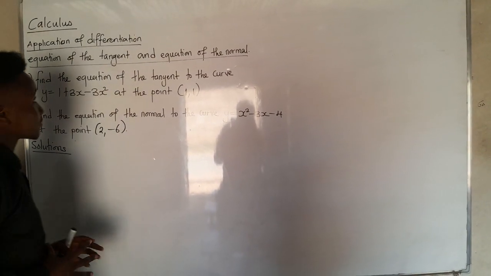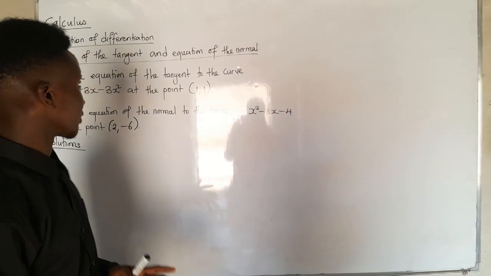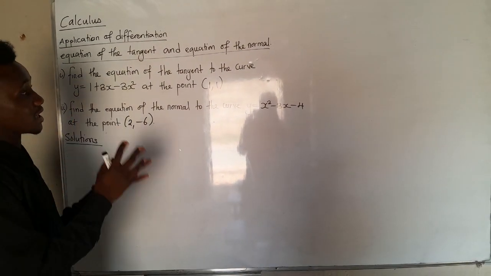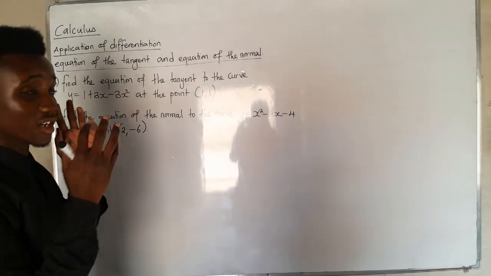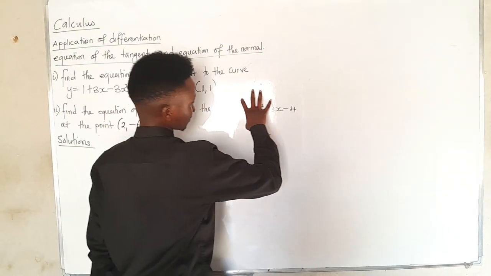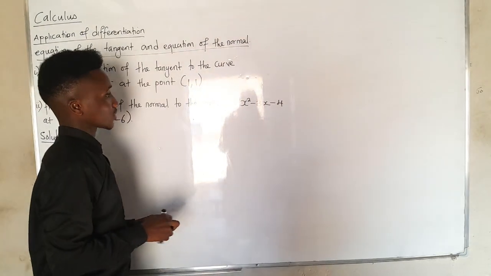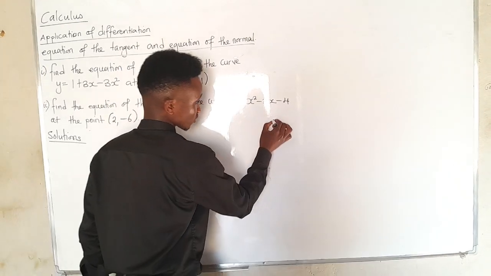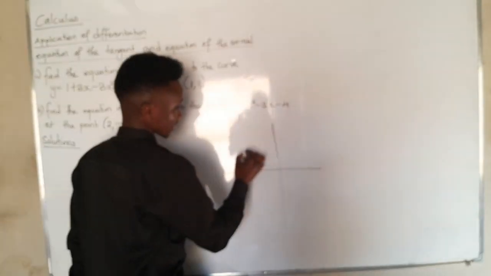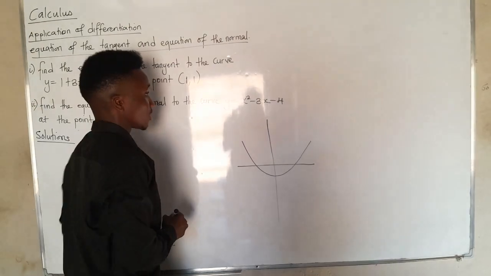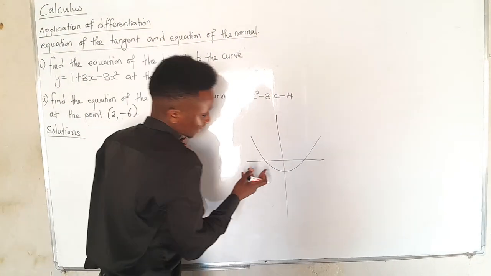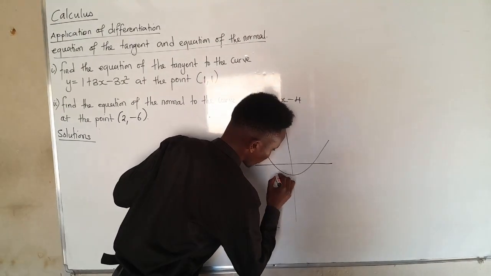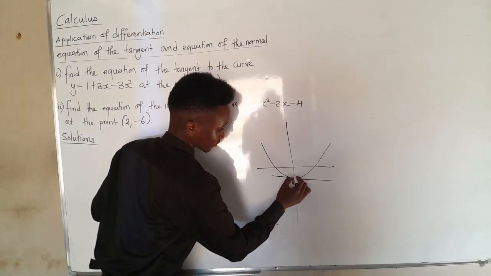Alright, so we proceed with calculus, and we are looking at application of differentiation, how we can find the equation of the tangent and the equation of the normal. So initially when you look at this equation, it is the equation of a curve. So given the x-y plane like this, there is a curve like this one, then there is a line that touches the curve at one point, like that.